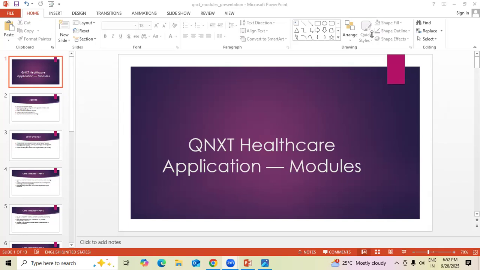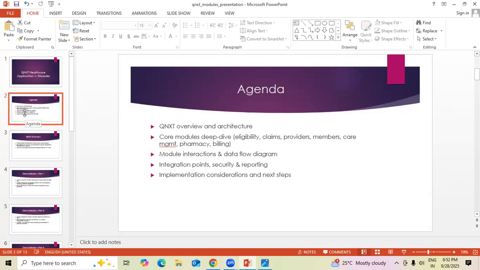In this regard, first of all, let me explain an agenda point, what I'm going to discuss in today's session and how this can be detailed. So that part I'll be discussing, right? So this is what the agenda was. First of all, we must know about QNXT from a high-level perspective. At the same time, we must know about the different core modules that we have, followed by these module interactions, integration points, and implementation considerations.